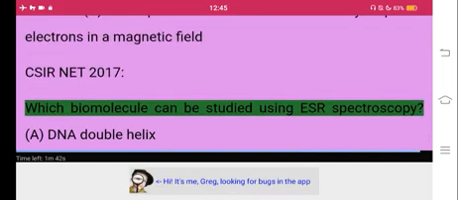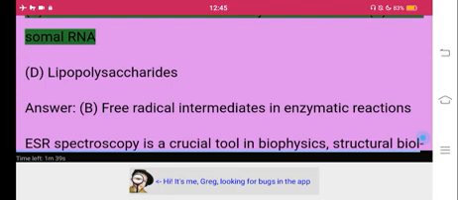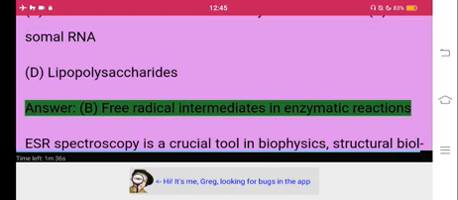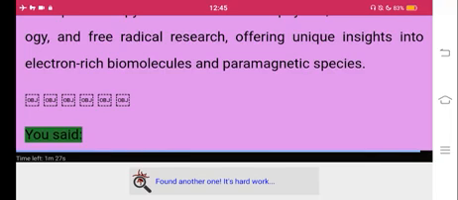CSIR-NET 2017. Which biomolecule can be studied using ESR spectroscopy? A. DNA double helix. B. Free radical intermediates in enzymatic reactions. C. Ribosomal RNA. D. Lipopolysaccharides. Answer. B. Free radical intermediates in enzymatic reactions. ESR spectroscopy is a crucial tool in biophysics, structural biology, and free radical research, offering unique insights into electron-rich biomolecules and paramagnetic species.